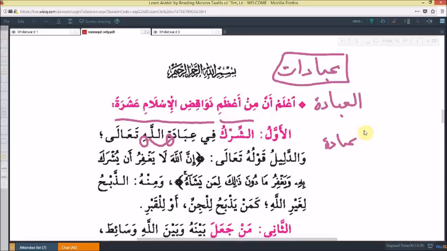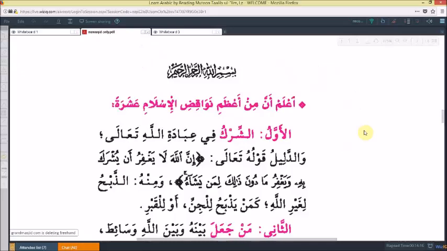Ashirk fi ibadatillahi ta'ala. This is the first nullifier, and it's different from the second one, which we will see inshallah ta'ala. With dalil, ad-dalil, here is the evidence or the proof. From dalla yadullu, to guide somewhere. Because evidence guides you to the truth. It shows you the right way.